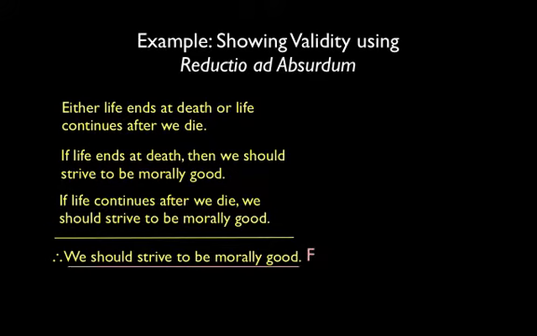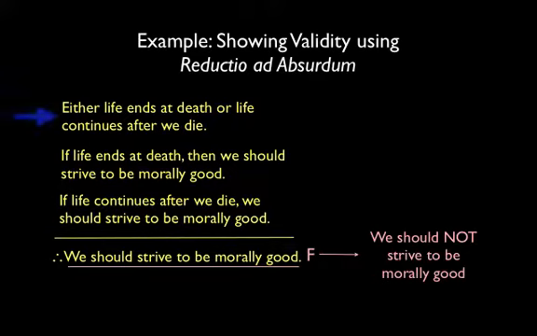We begin by assuming that the conclusion is false. That is, that it is false that we should strive to be morally good. Now consider the first premise. In order for the first premise to be true, either the statement, life ends at death, is true, or the statement, life continues after we die, is true. Suppose this first premise is true because it is true that life ends at death.